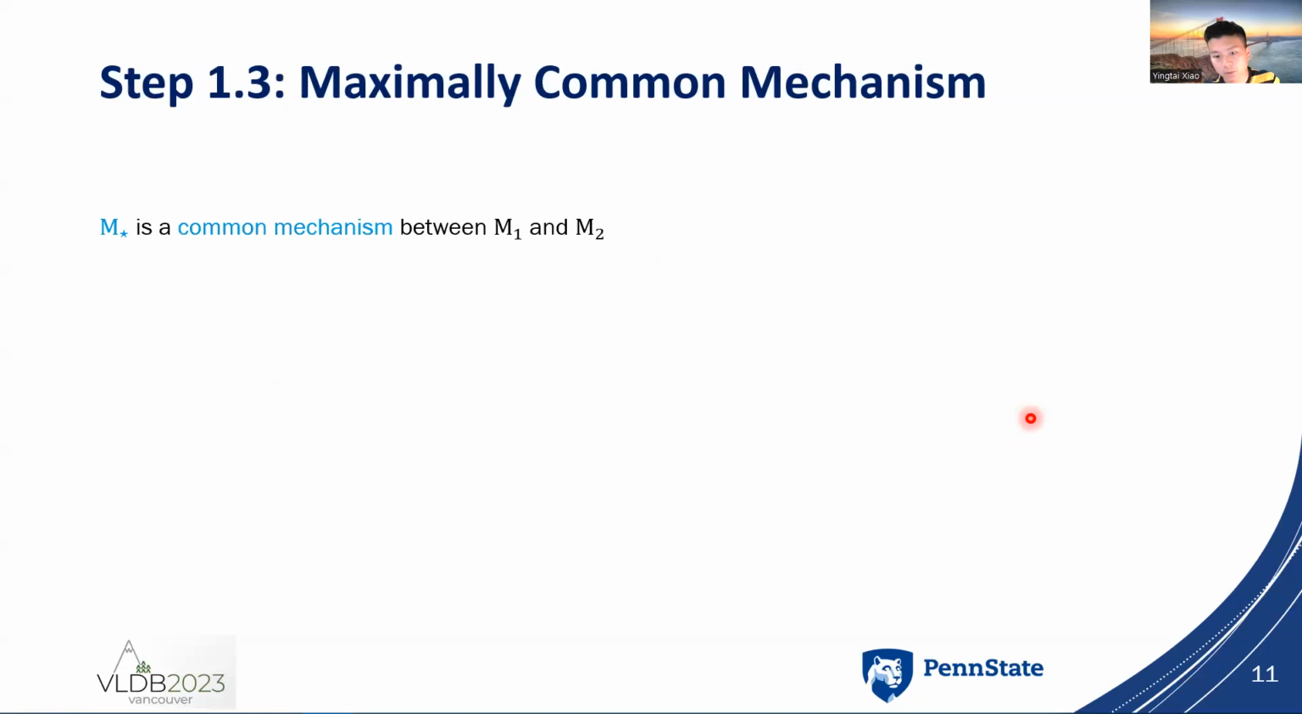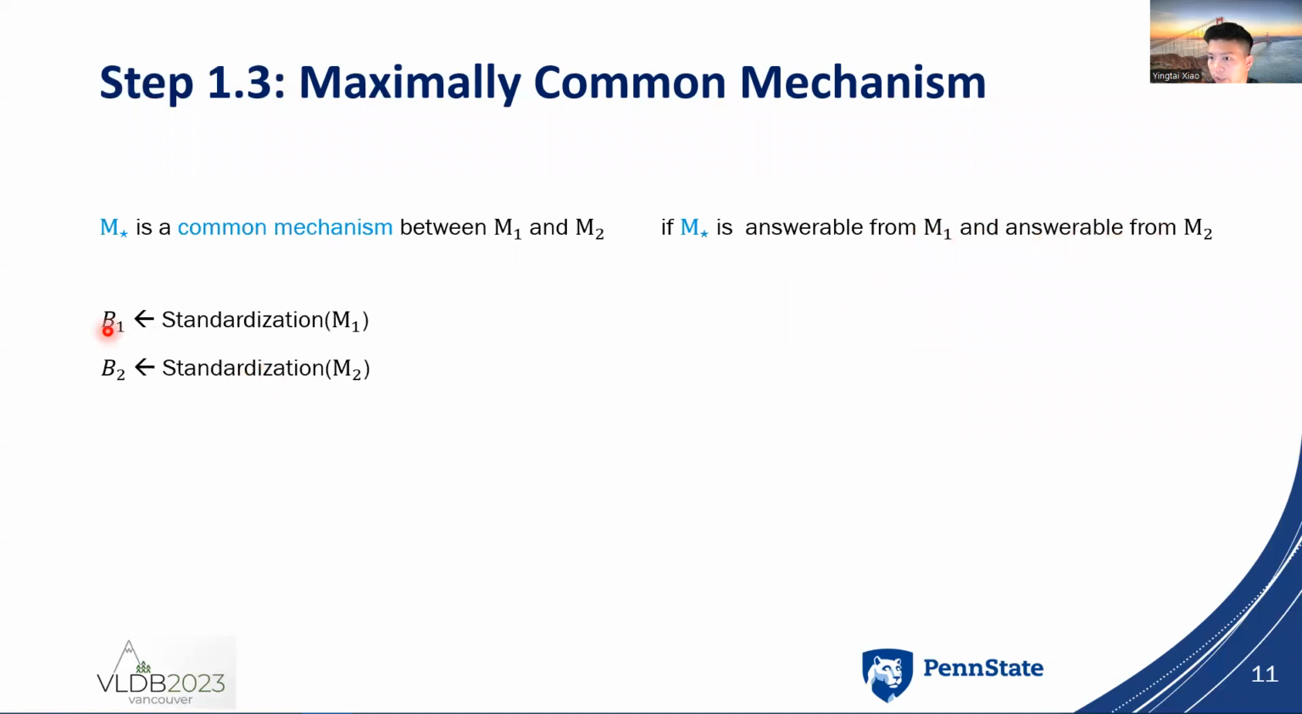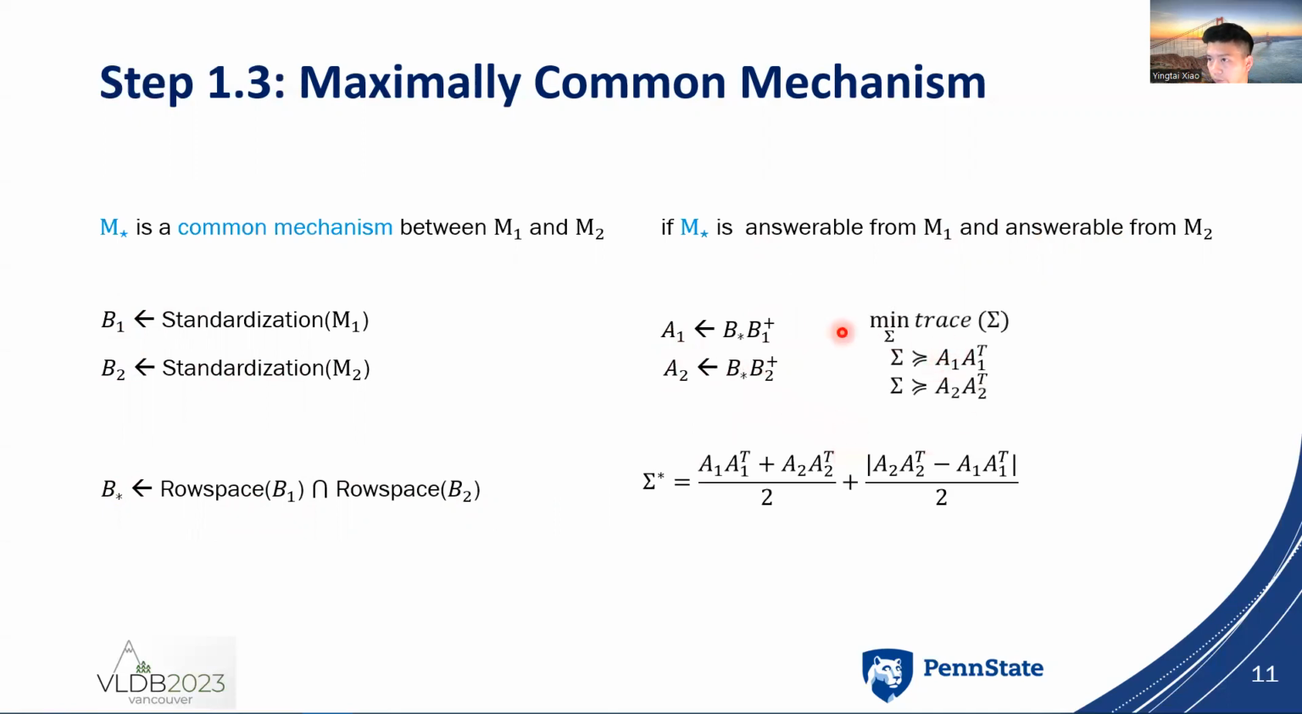So once we have the equivalence, we can define the common mechanism. If M star is answerable from both M1 and M2, it's a common mechanism for M1 and M2. Then we can get the privacy cost matrix for M1 and M2. We find the common privacy cost matrix by finding the intersection of the row spaces of B1 and B2. Then we find the linear transformation coefficients. And then we find the maximum common mechanism by solving a semi-definite program. If only two mechanisms are involved, there is an analytic solution, which is easy to get.